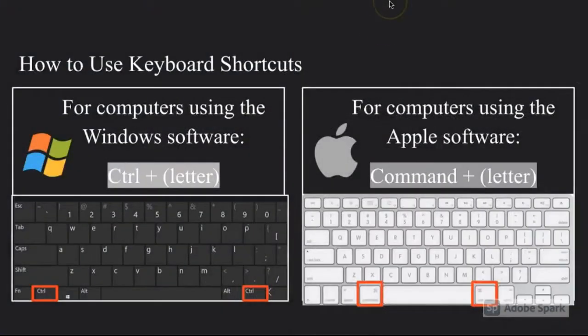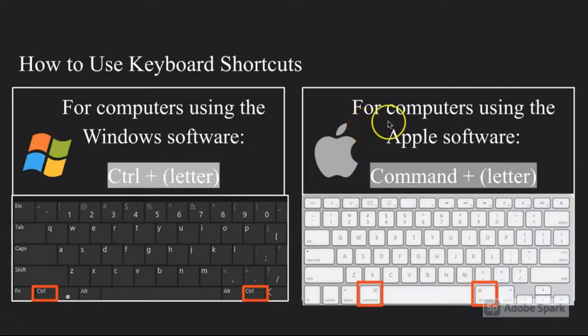It is important to remember there are two types of keyboards. If you are using a Windows machine, that means that your computer uses the Windows software, your keyboard looks like this. You will need to use the control button, CTRL. You have one on the right side and one on the left side.